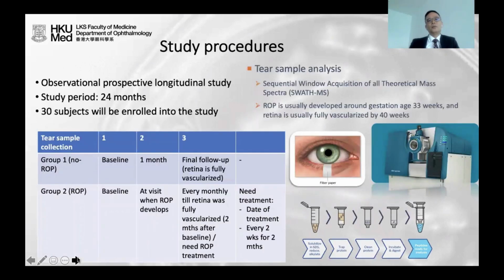This is an observational prospective longitudinal study. The intended study period is about 24 months, and 30 subjects will be enrolled into the study. They are divided into groups of no ROP and those with ROP. The tear sample will be collected by Schirmer strip. It will be subjected to the sequential window acquisition of all theoretical mass spectra for protein analysis.